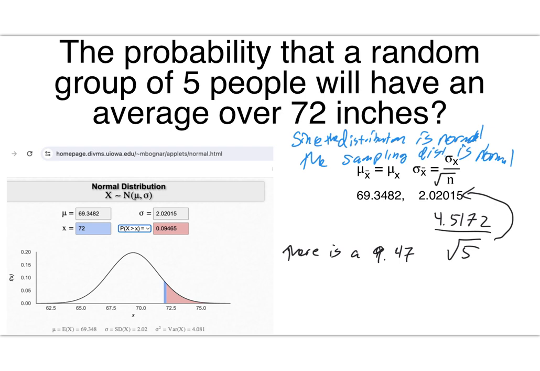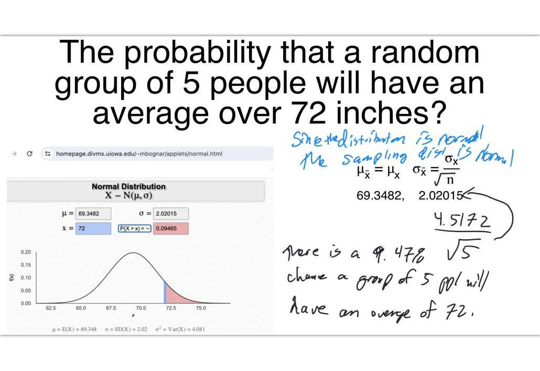The 5 is exactly half, so it can round either way. Percent chance a group of 5 people will have an average height of 72 inches or more. So 72 inches or more.